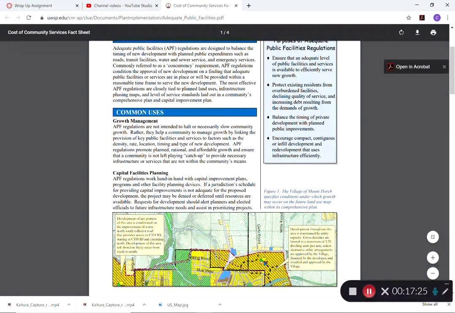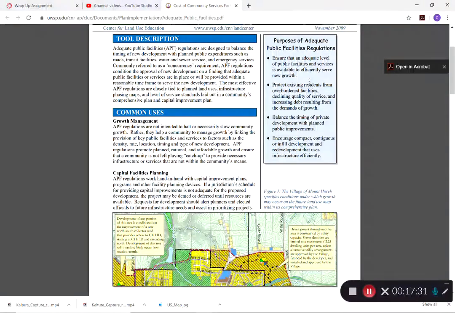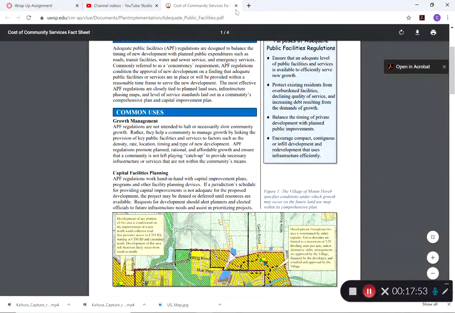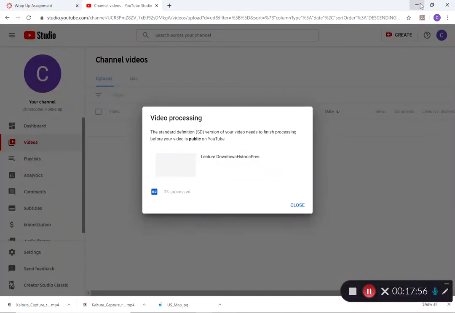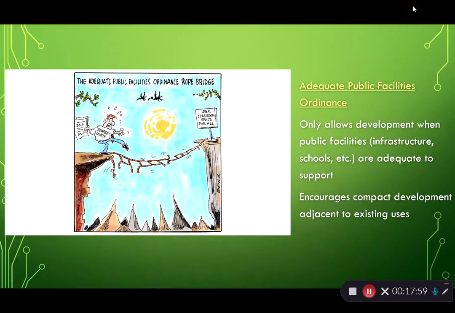And so the point of it is to ensure that an adequate level of public facilities and services is available to efficiently serve new growth. It protects existing residents from overburdened facilities, declining quality of service, and increasing debt resulting from growth. It balances the timing of private development with planned public improvements, and it encourages compact, contiguous, or infill developments and redevelopments that use infrastructure efficiently. So the point of doing this is to make sure that any new development that occurs is actually paid for by the people actually doing the development, so that existing residents aren't subsidizing service to new residents.